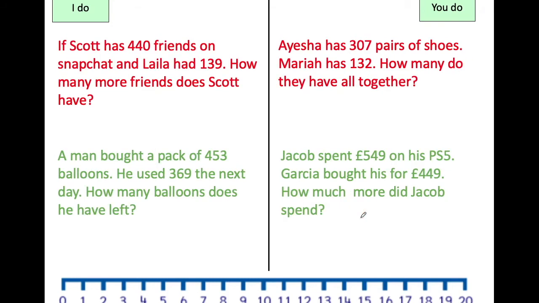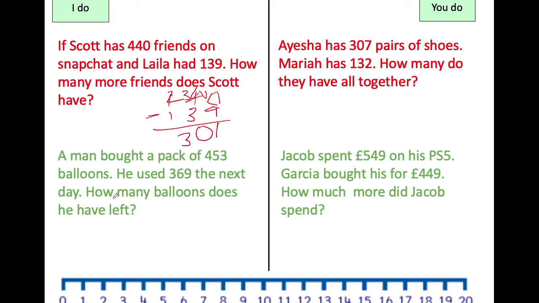The next example is going to be if Scott has 440 friends on Snapchat and Lila has 139, how many more friends does Scott have? So like before, we're comparing the number of friends. We're not adding, we're subtracting. So we're going to do 440 minus 139. So we're going to have to borrow from the tens column. 10 minus 9 is 1. 3 minus 3 is 0. 4 minus 1 is going to be 3. So the answer should be 301.